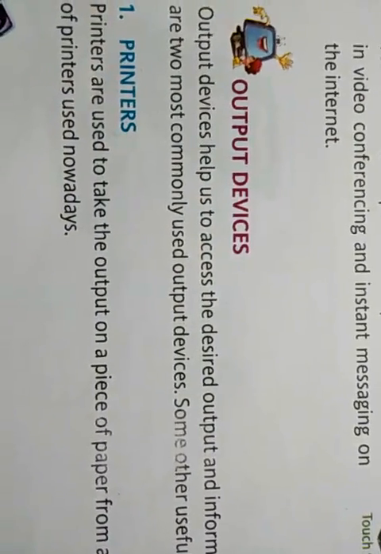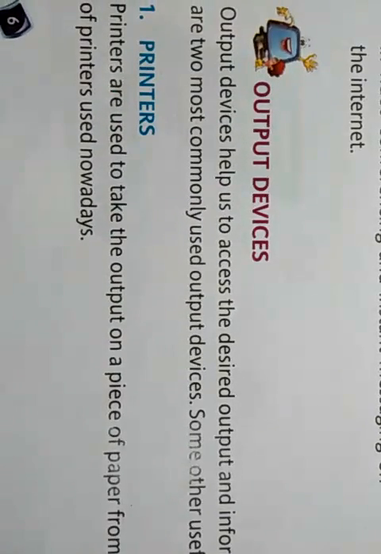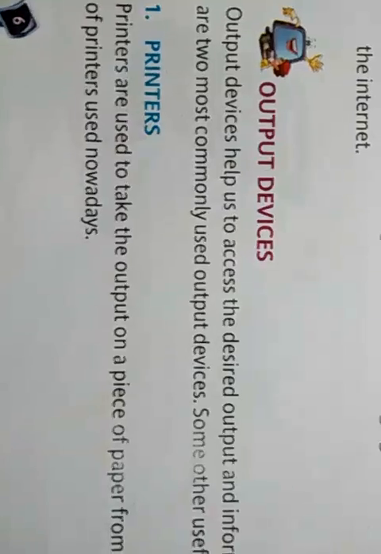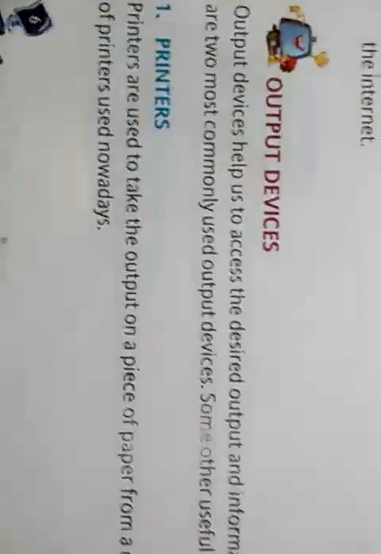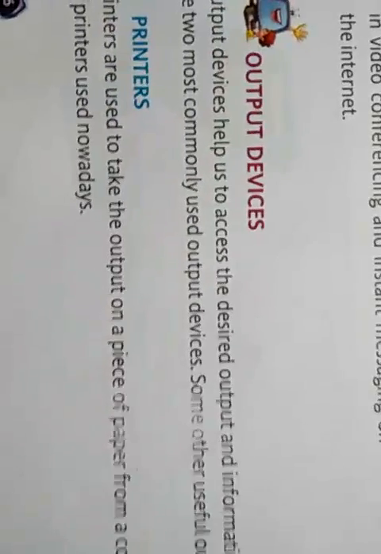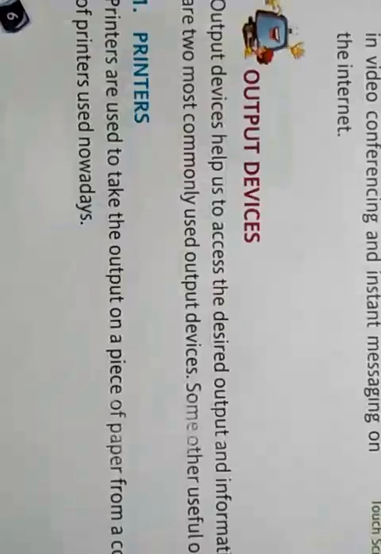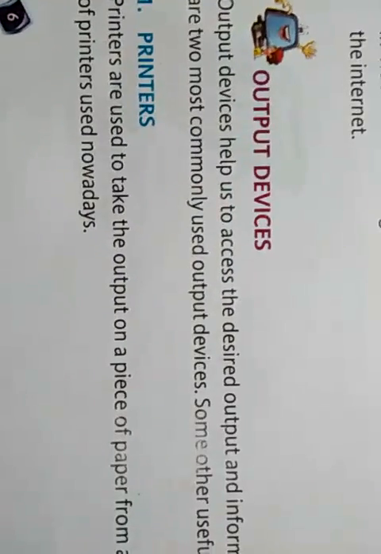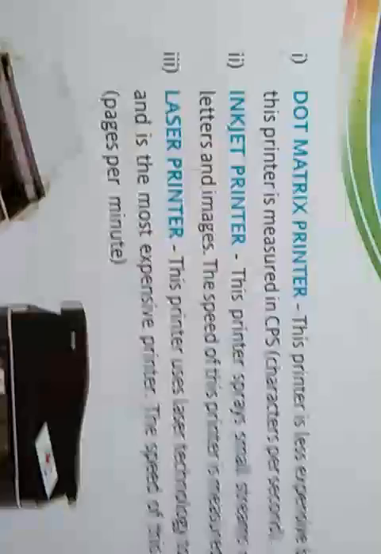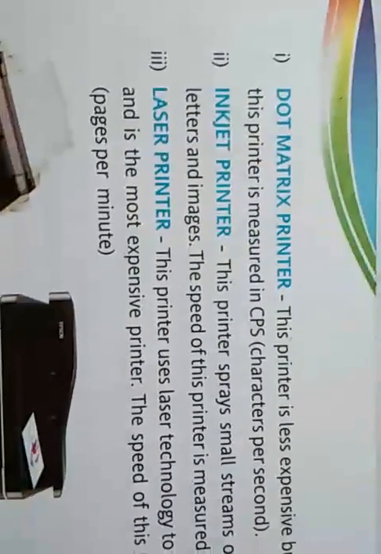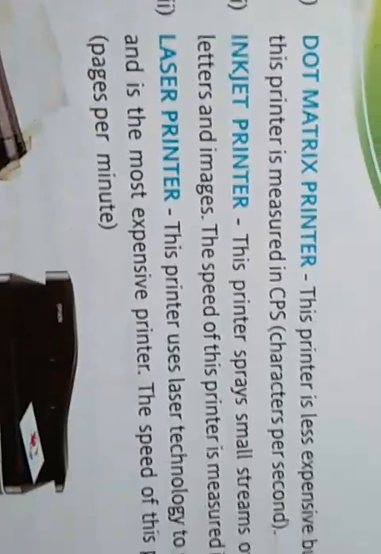Next category is the output device. Output devices are the devices which are used to print the data or display our data on the screen. Number one output device is the printer. The printer is used to take a printout of what is stored in the computer in the form of soft copy. There are three types of printer: number one is the dot matrix printer, second is inkjet, and third is the laser printer.